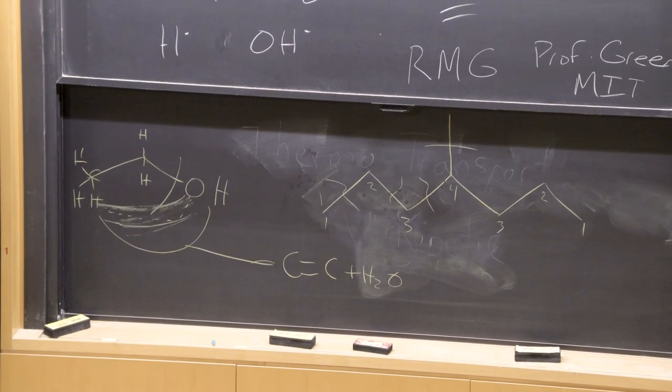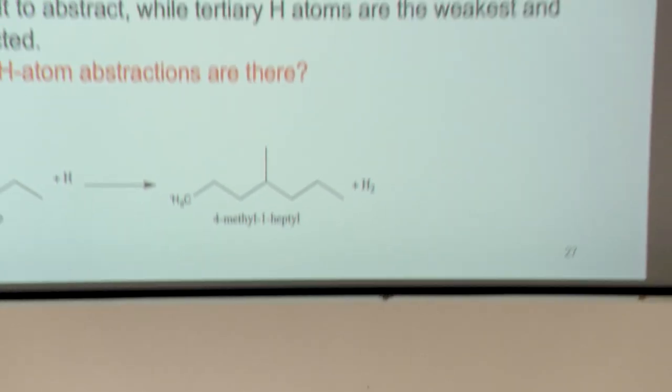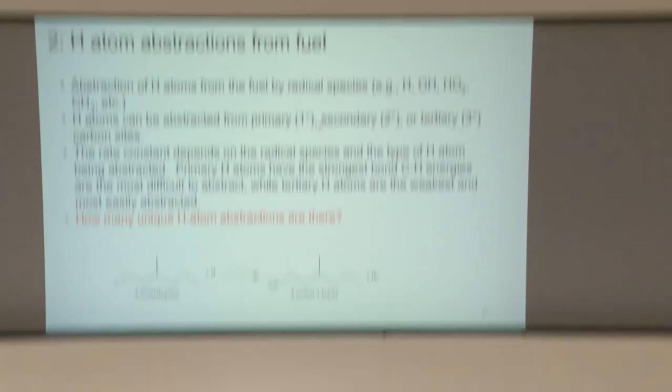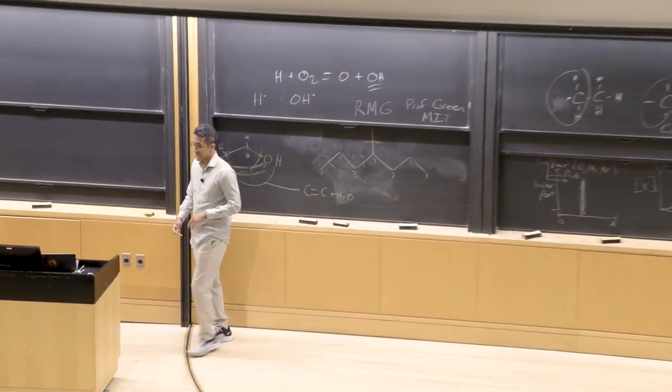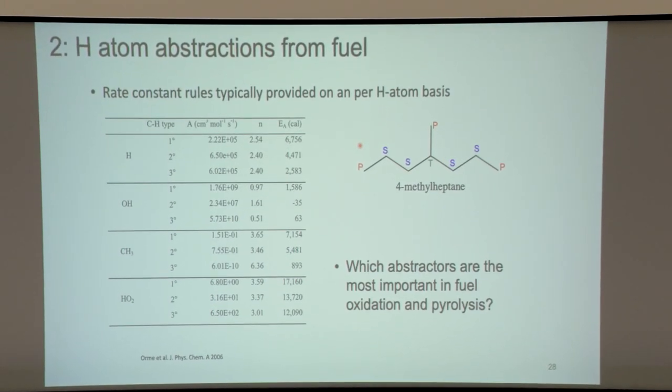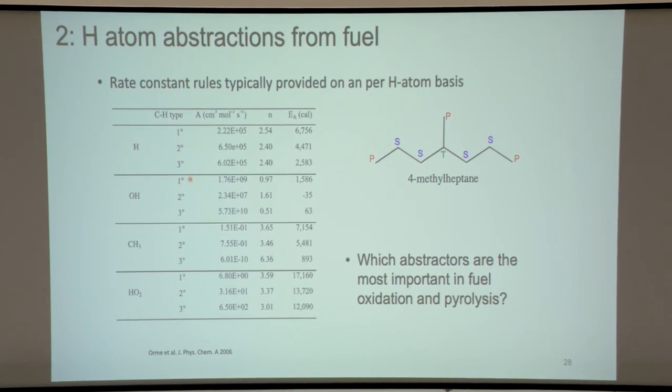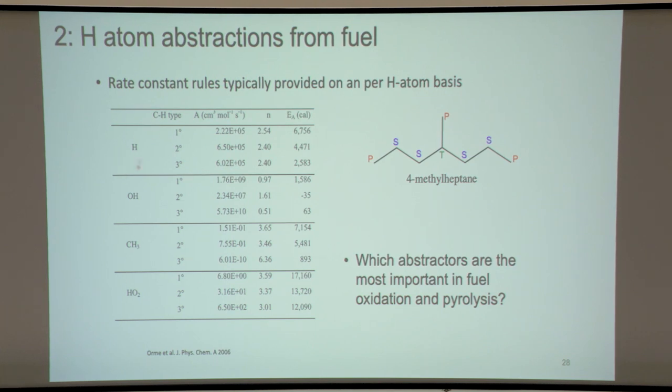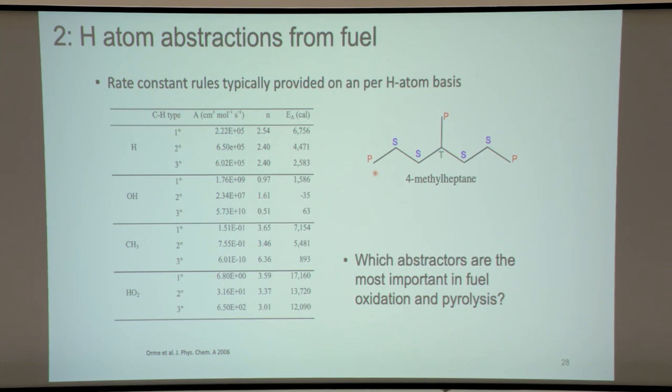So how do we do this? We can write the reaction straightforward. H plus fuel gives us radical on the 1 site, radical on 2 site, radical on 3 site, and so on. But we need to assign rates. So we typically provide rates on what we call a per H atom basis, okay? Let's say the hydrogen is abstracted by H radical. So H radical from a primary site will abstract hydrogen at a rate of 2.2 times 10 to the 5 with n of 2.54 and 6,756 activation energy, okay? And we prescribe this on what we call a per H atom basis.